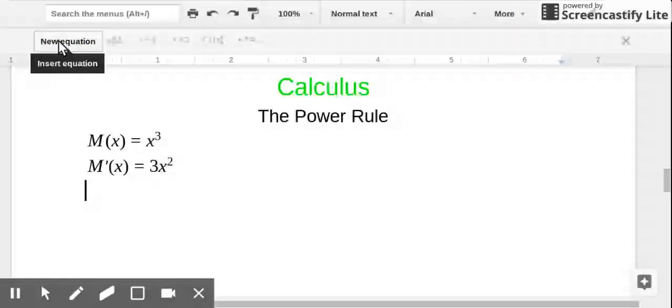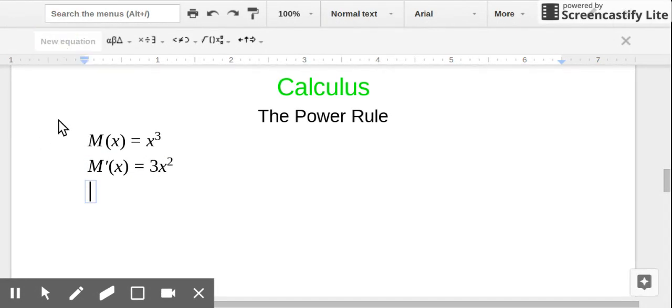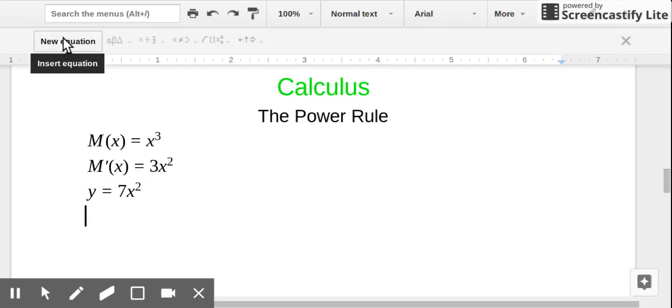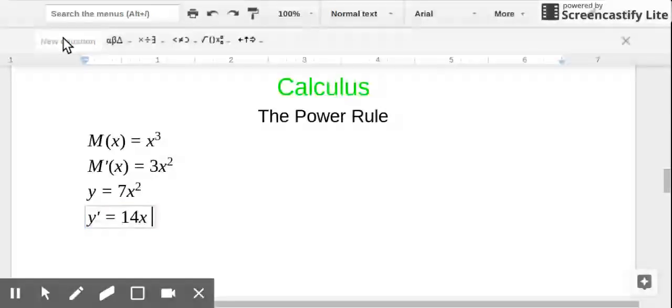What if we had y is equal to 7x squared? And we're asked to find y prime. So if you're asked to find y prime, that means you need to take the derivative. All right, see if you can see the pattern. 14x. Just 14x. See a pattern yet? Do you see a pattern?